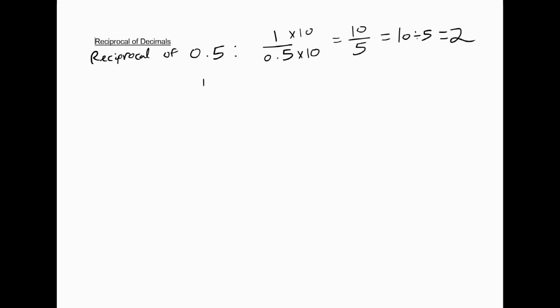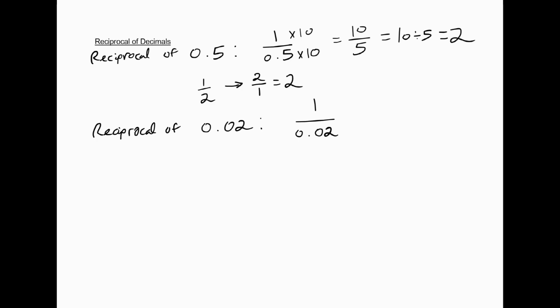And you should notice this, because 0.5 is a half, and if I work out the reciprocal of a half, from what we've just done, that's going to be 2 over 1, which is 2. If I wanted to work out the reciprocal of, let's say, 0.02, you would write 1 over 0.02. To make 0.02 into a whole number, you could times by 100. So you would have to times top and bottom by 100, which would give you 100 over, if I times 0.02 by 100, I get 2. We'd have 100 over 2, which is 50.